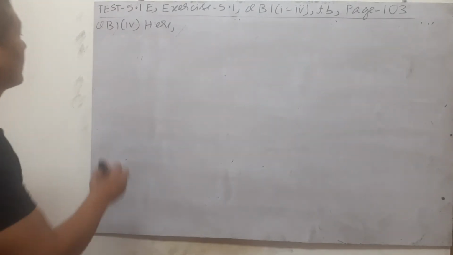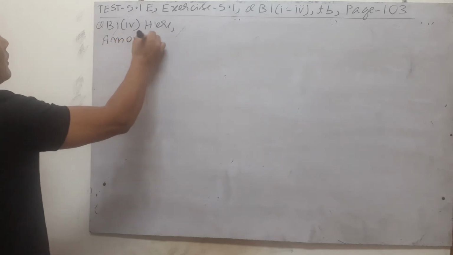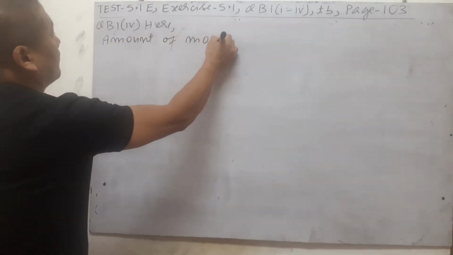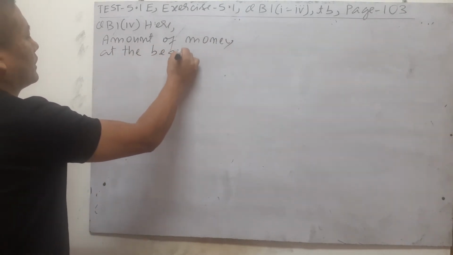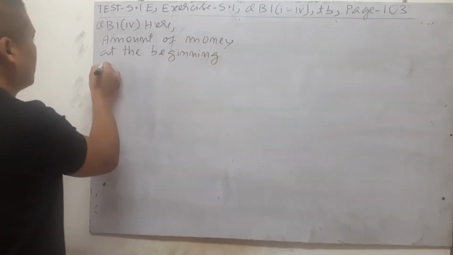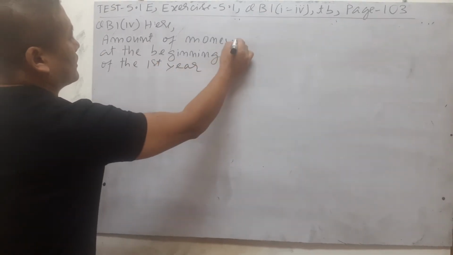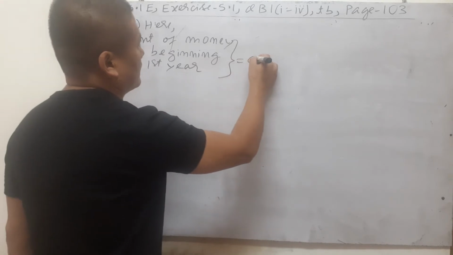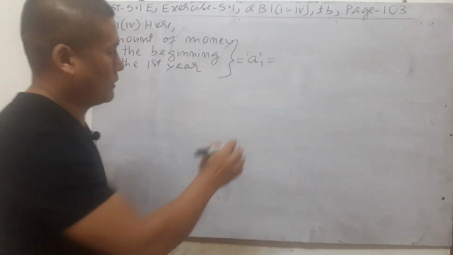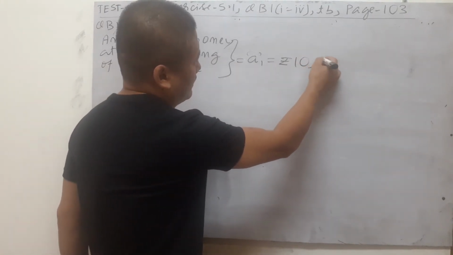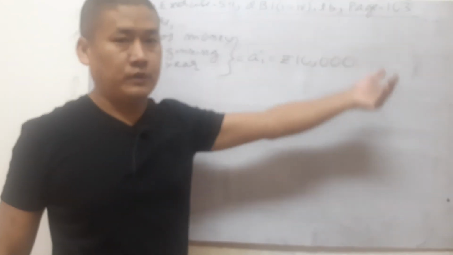So here the amount of money at the beginning of each year, beginning of the first year, let us represent this by the first number A1 equal to, very clearly the question is saying rupees 10,000 was there at the beginning of the first year. So that is what is there at the beginning of the first year. At the beginning it is called your principal, okay?